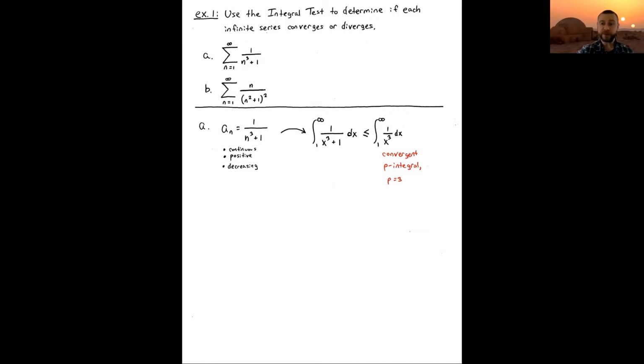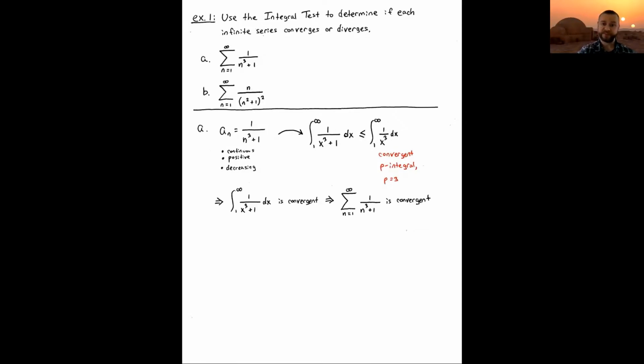So what we've determined by using the comparison test for improper integrals is that our improper integral must also be convergent. And since our improper integral is convergent, the related or associated infinite series with the term 1 over n cubed plus 1 is also convergent by the integral test.